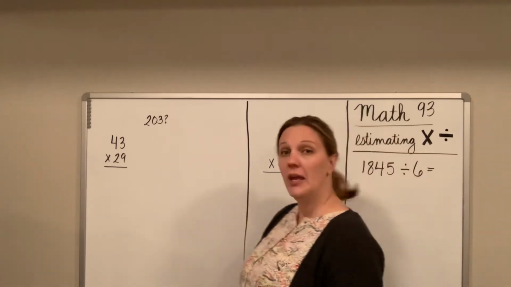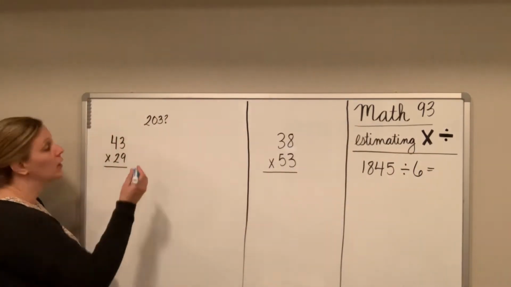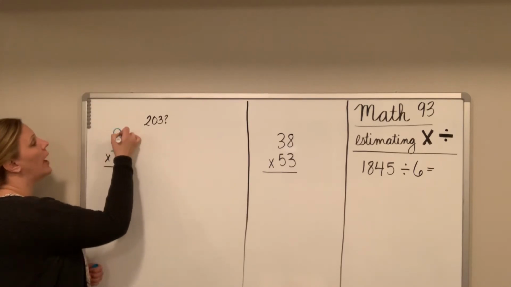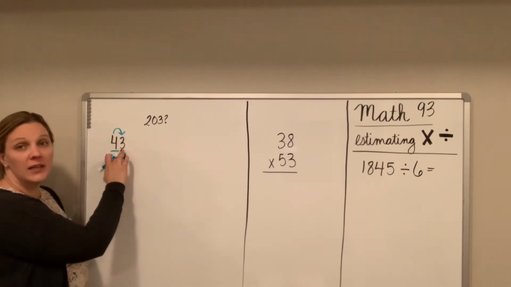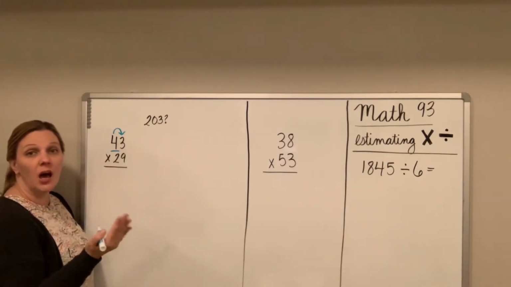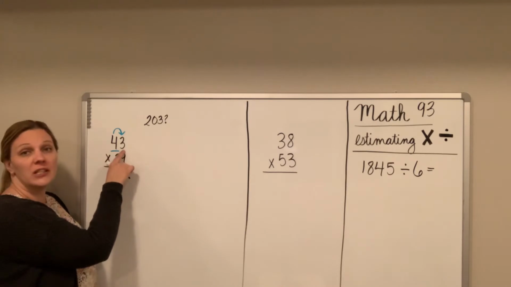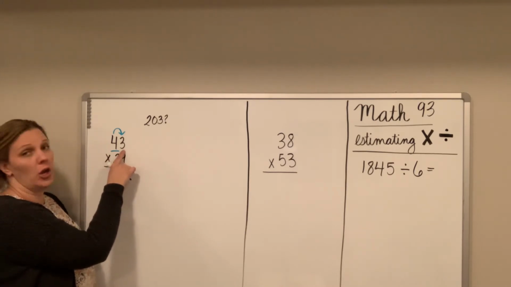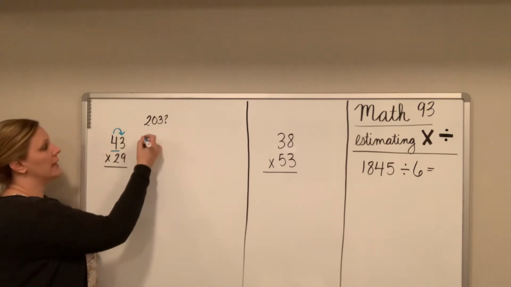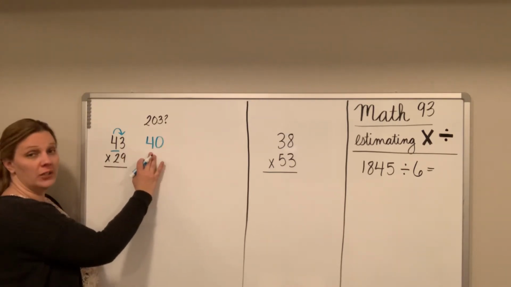So if we're looking at 43, we are going to round. Remember, when we round, we look to the right. Is the number on the right 5 or greater? If it's 5 or greater, we go up. If it's not, we stay the same. So we have 43. Look to the right to 3. Is 3 5 or greater? No. So our 4 is going to stay the same. And then our 3 just becomes a 0. So we're rounding to 40.